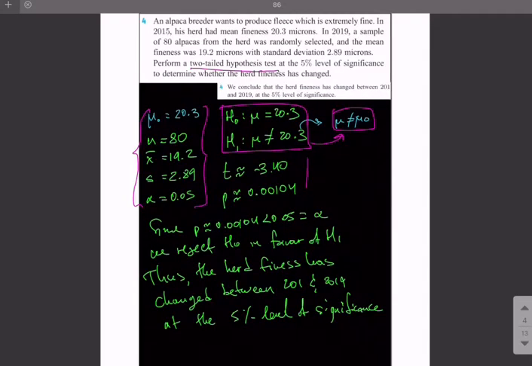You go into the calculator and you round to 3 significant figures. So here, since the p-value is about 0.00104, which is less than 0.05, which is the alpha value, we reject the H naught in favor of H1. Thus, you get the following result, that the herd has changed between 2015 and 2019 at the 5% level of significance.